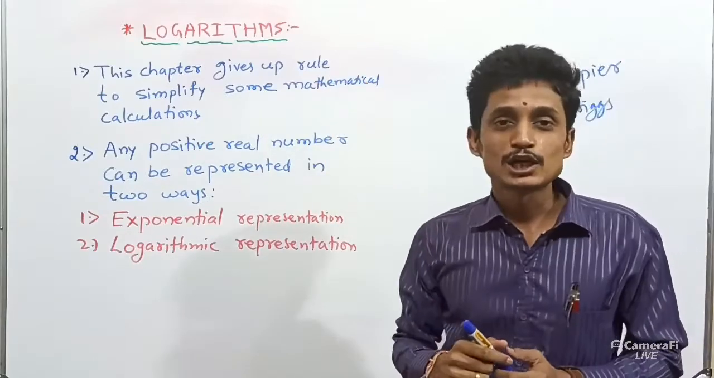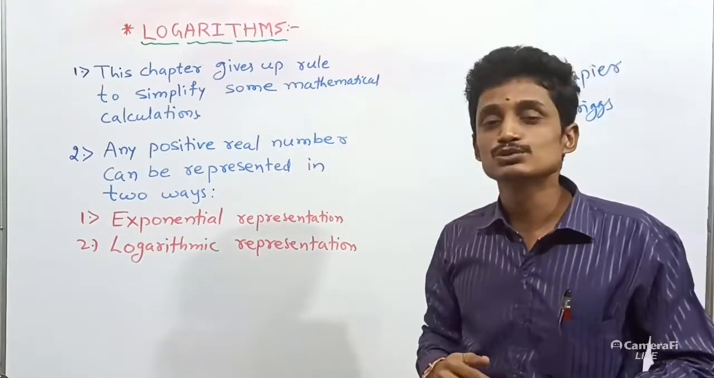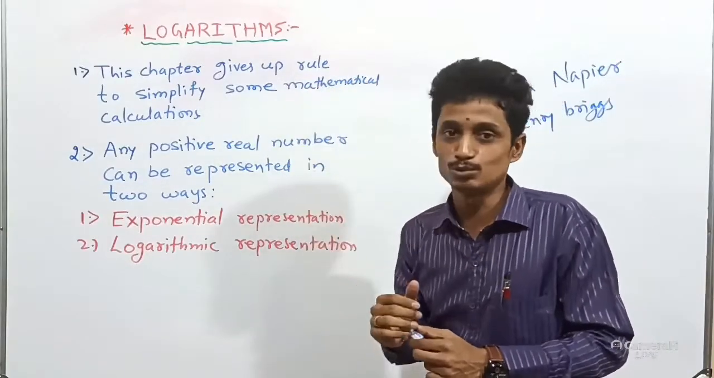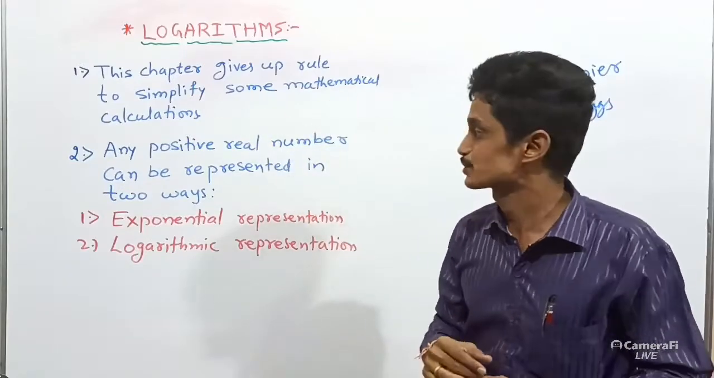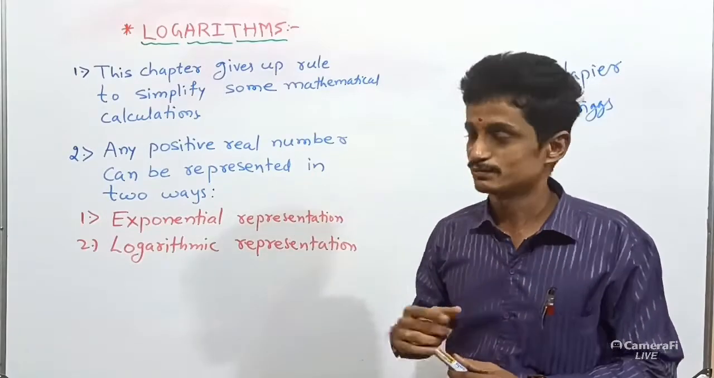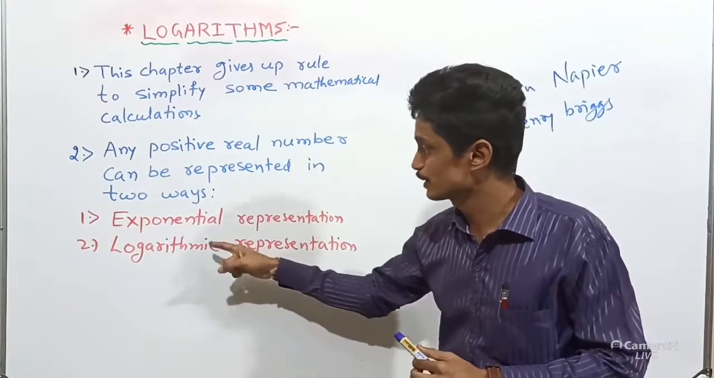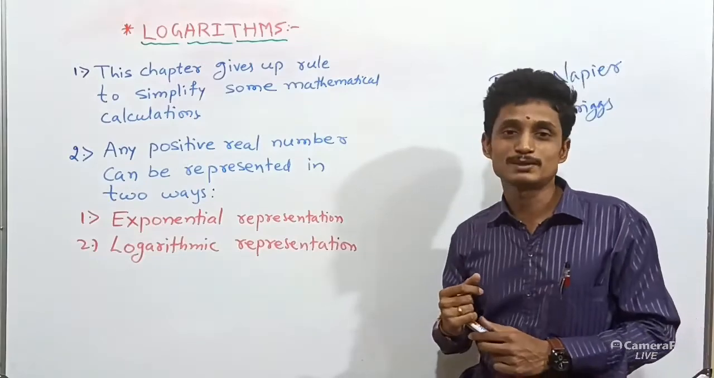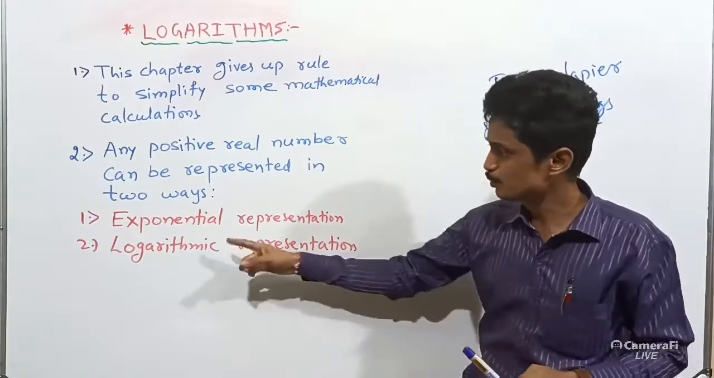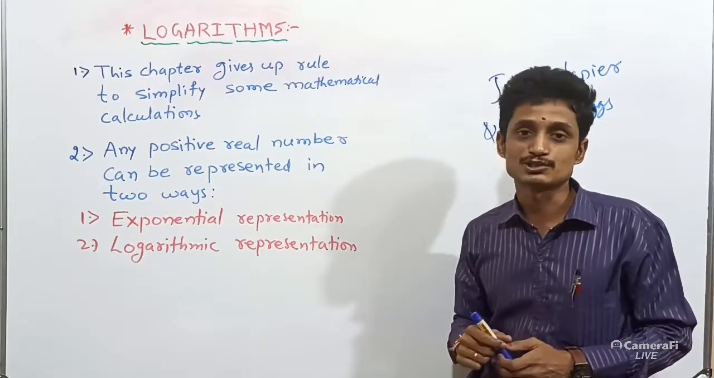So before knowing logarithms, first we know these two cases. This chapter will give us rules to simplify mathematical calculation. It has some specific rules for mathematical calculations. Any positive real number can be represented in two ways. The first representation is exponential representation. Everyone learned this exponential representation in school. One more new representation we are going to discuss today, that is logarithmic representation.